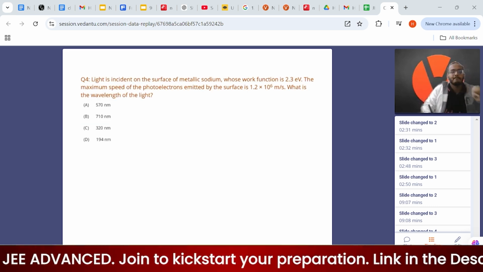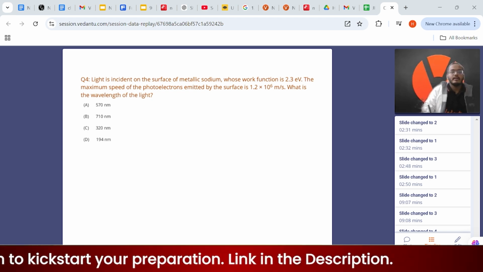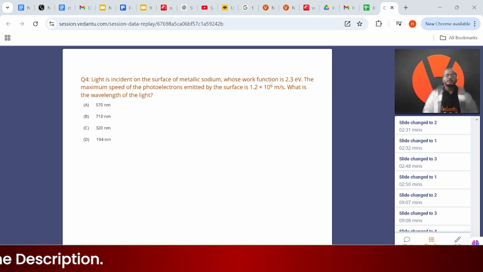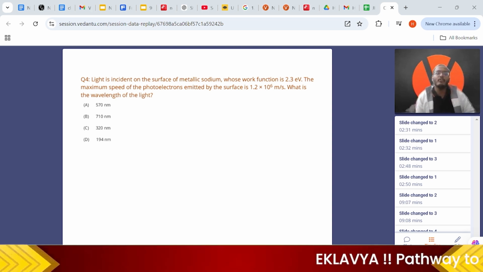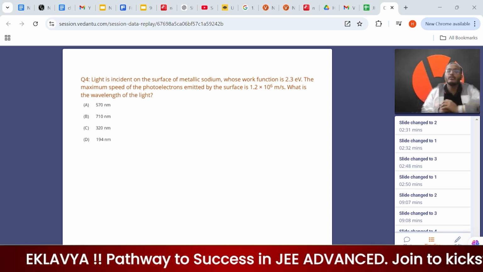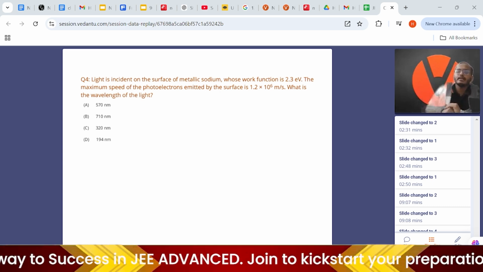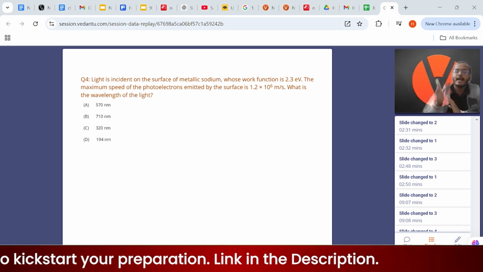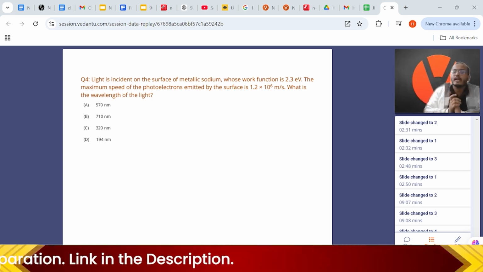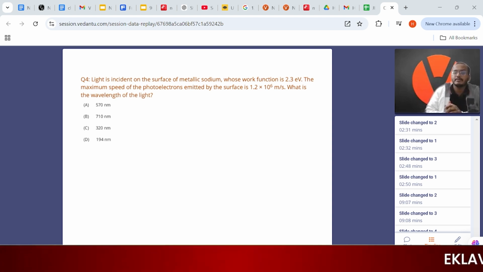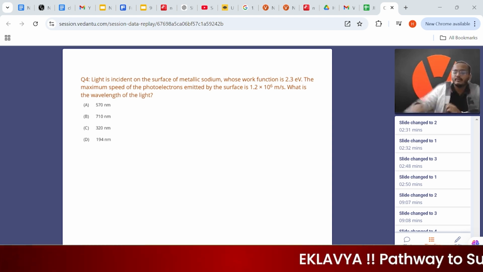Okay. Now, next question. This is a question from photoelectric effect. Okay. So this is also again a very direct question. See, light is incident on the surface of metallic sodium whose work function is 2.3 electron volt. Okay, work function is given. Now, the maximum speed of photoelectrons emitted by the surface is 1.2 into 10 raised to the power 6 meter per second. What is the wavelength of light?